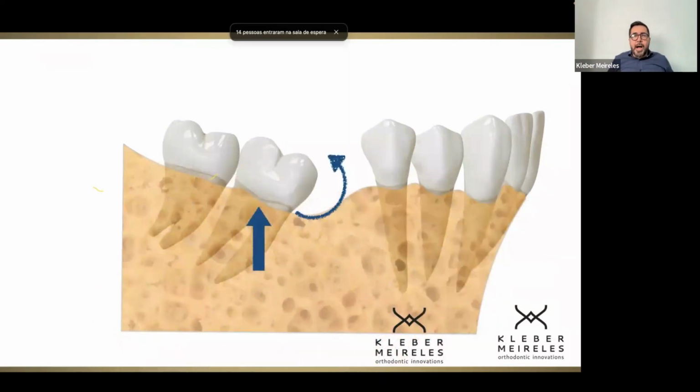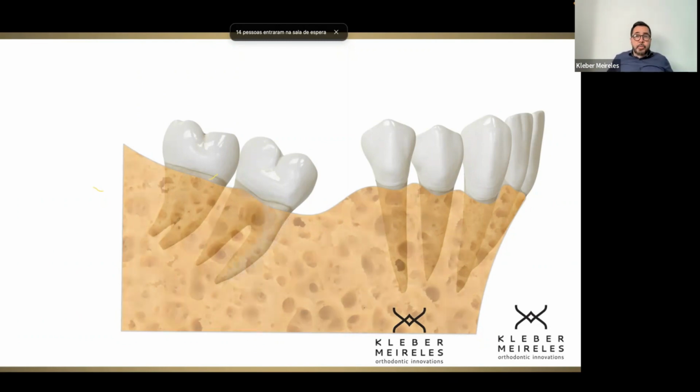So first of all, uprighting the molar. What is the right way to upright the molar? There are several ways. I'm not focusing on that now. I usually use cantilevers or a two-couple system, alpha and beta hook, loop for that.